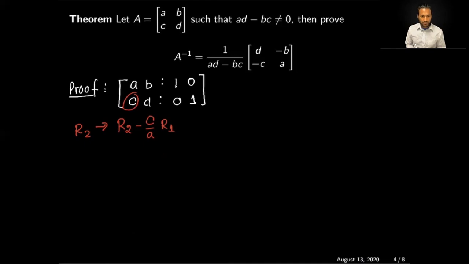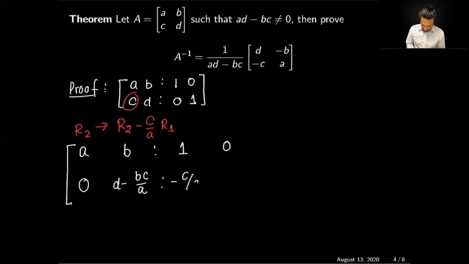Let's calculate the new augmented matrix after this operation. The new augmented matrix will be A here, B here, 1 and 0 here, because no operation is applied on R1. In R2, this will become 0. Applying the operation on R2 means D minus BC divided by A, and this will be minus C divided by A, and this will be 1. So we turn the augmented matrix into this after applying the operation.